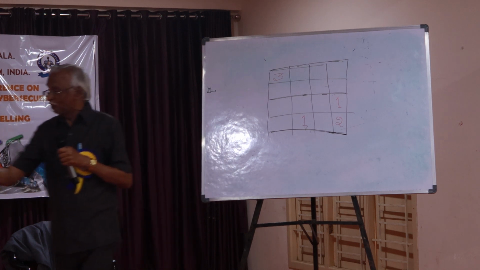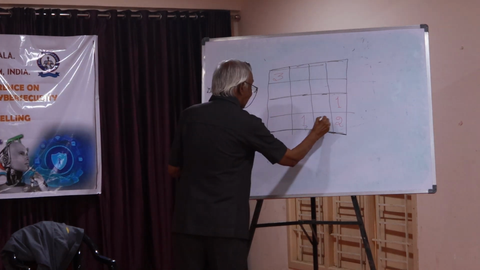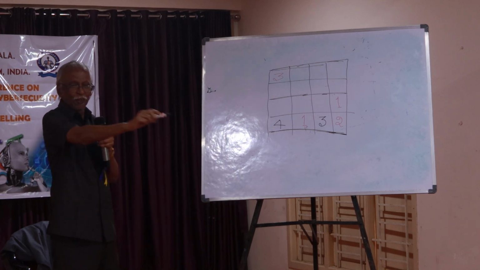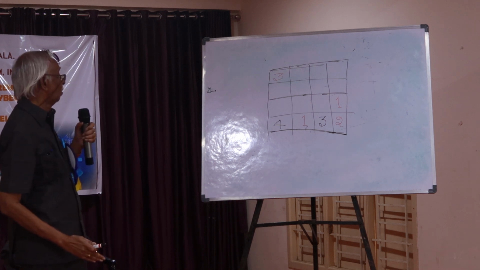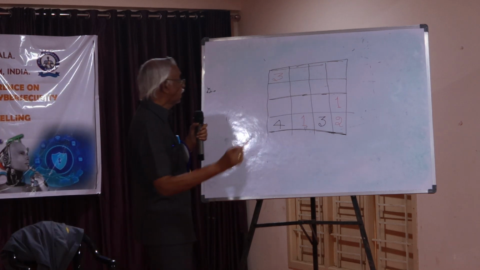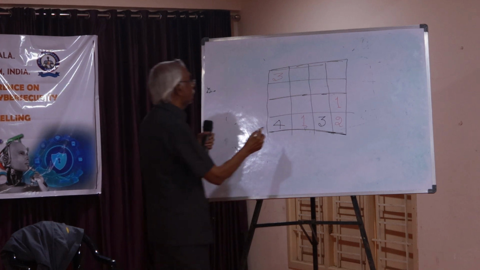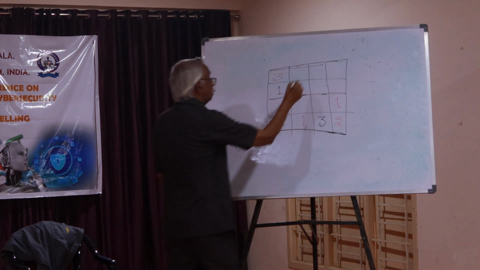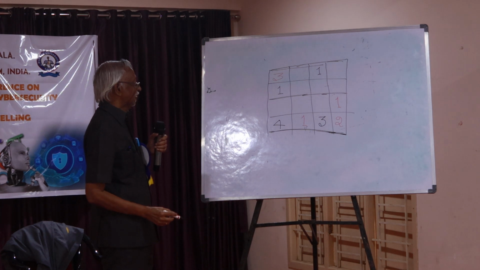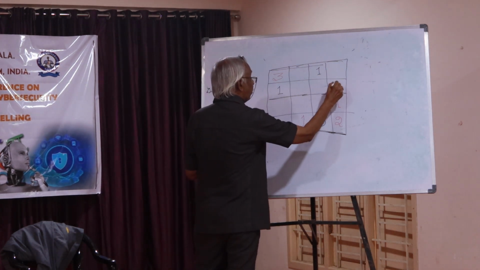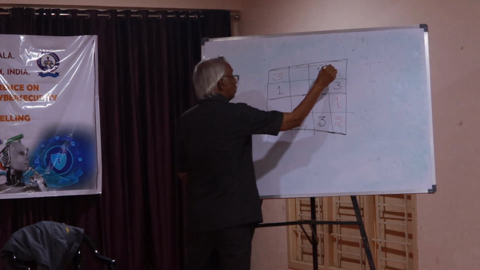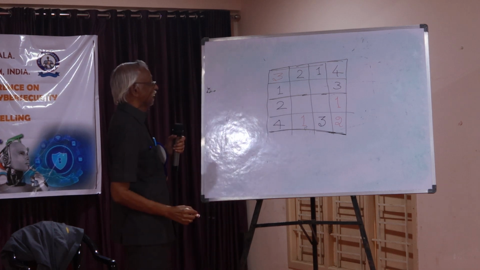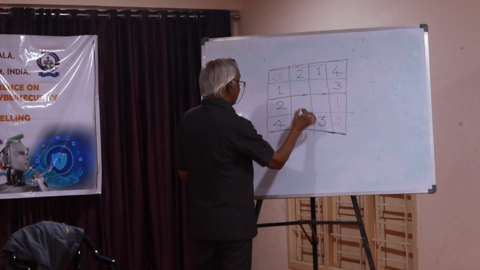So I'm going to force numbers. So 3 is forced here. Once 3 is forced here, 4 is forced here, because each row must have 1, 2, 3, 4, and each column must have 1, 2, 3, 4. Now, is anything else forced now? 1 is forced now, right? Because 1 is not here. Now, this 1 is forced, and 3 is forced. So 4 is forced, so 2 is forced. Therefore, here 2 is forced. Right. Now everything will be over. That's all.